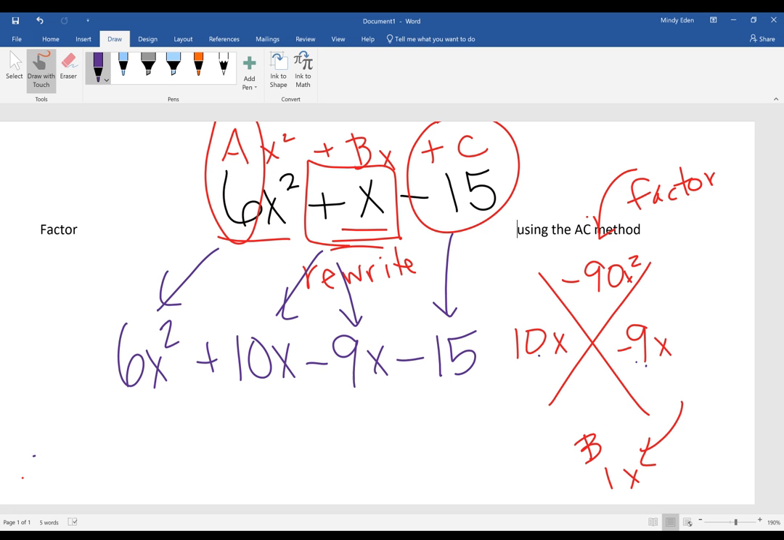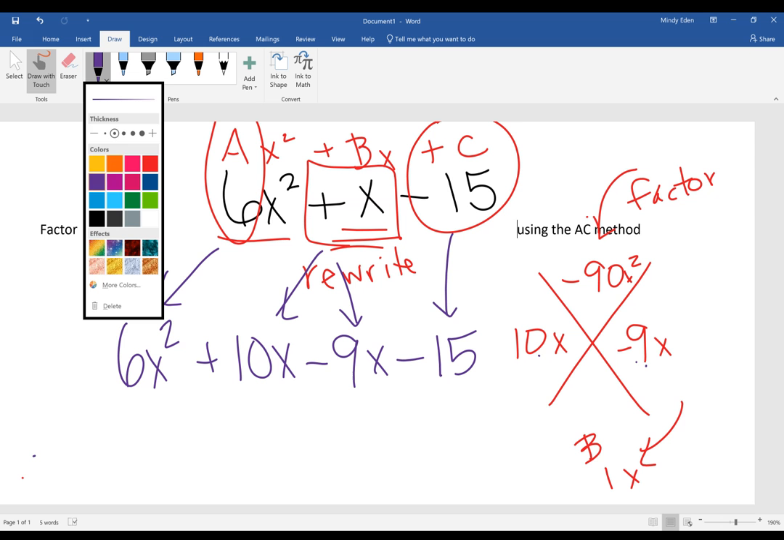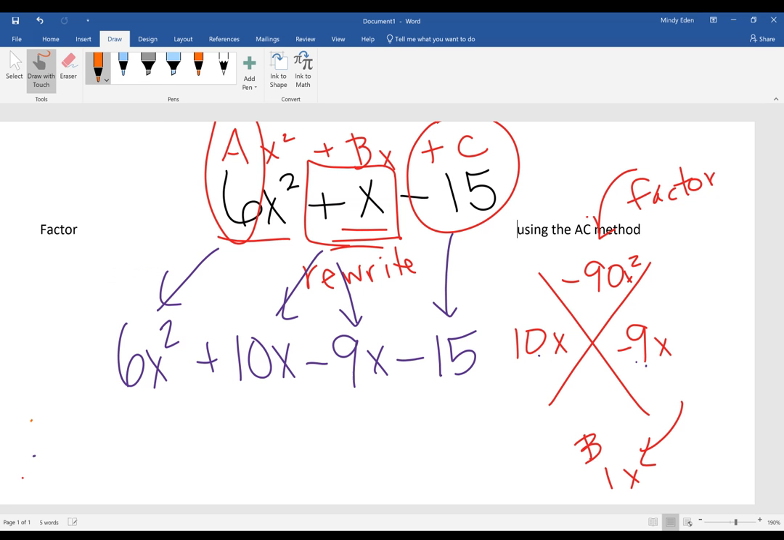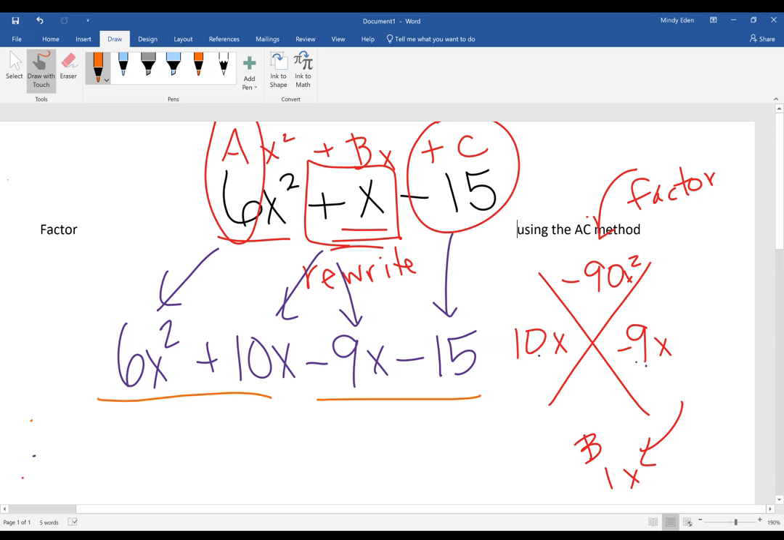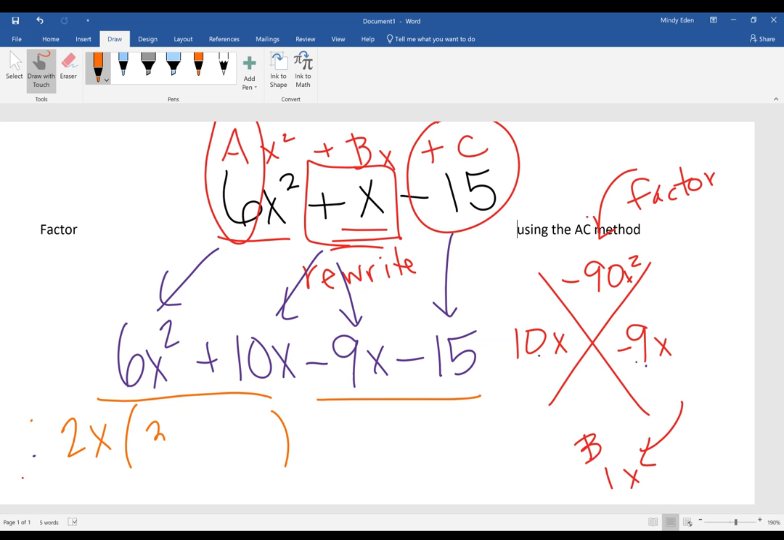Now, we've got 1, 2, 3, 4 terms. So if you remember back to last week, when you have 4 terms, that's when we did grouping. So I'm going to group these two together. And like I said, if I would have put the 9 first, this would not change the outcome. It would just change part of the work, but our answer would still be equivalent. So what do they have in common? Well, I can factor out a 2 and an x. So I would be left with 3x plus 5.